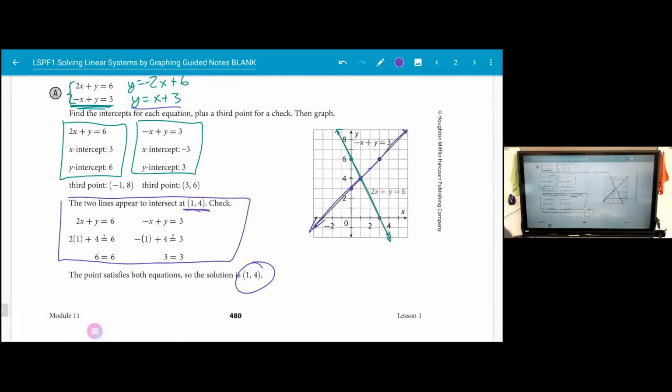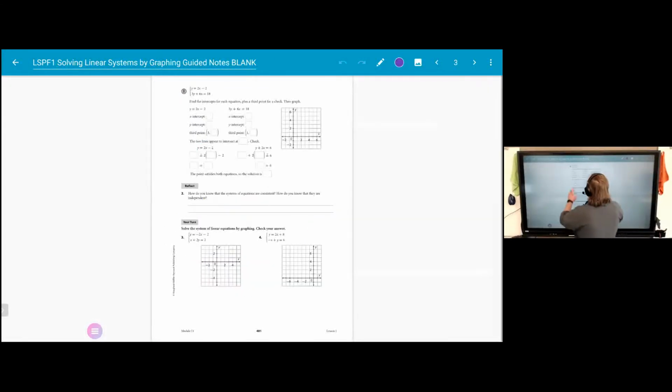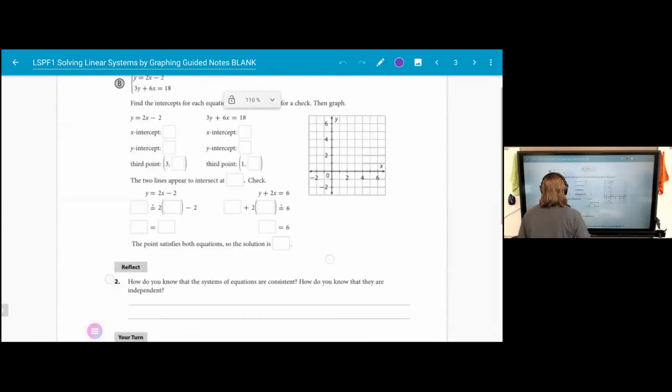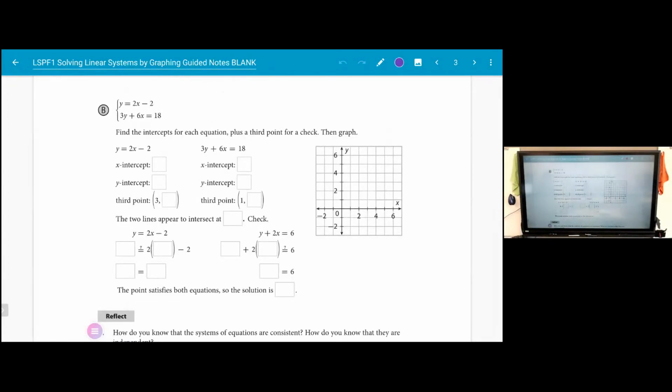Let's do one on our own here. Let's go to the next page. This one says, find the intercepts for each equation plus a third point, then check and graph. I don't want to do that. Here's what I'm going to do. I'm going to look at these independently.